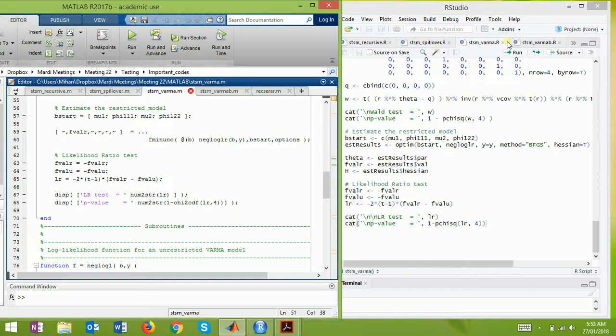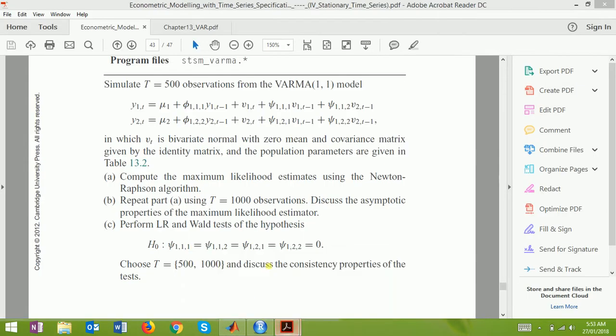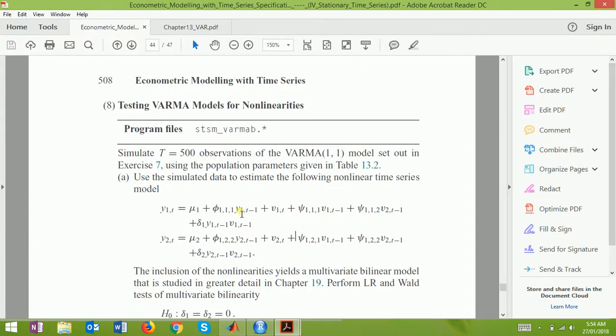Then we can move into the next one. Basically, next you can just simply change the number of total replications, and it will be quite easy. Testing VARMA models for non-linearities. This is getting even more interesting. I think everything else in this problem will be quite the same.